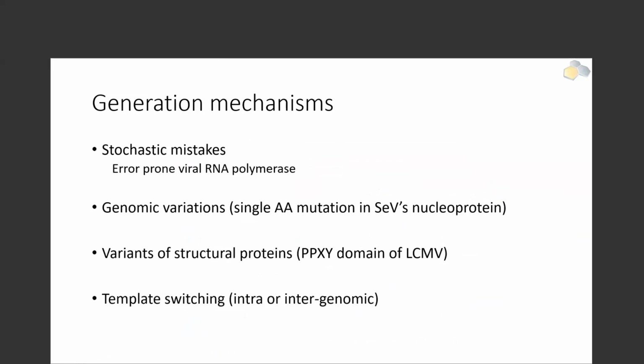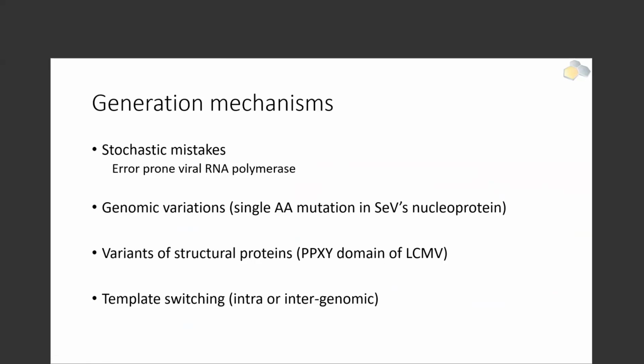So there are many ways that these DVGs can be created. These are either the stochastic mistakes of the polymerase that can lead to these point mutations or the hypermutated regions. There can be reasons like the ones that have been observed in the Sendai virus, here explained for the genomic variations, where a nucleoprotein of this virus has been observed to have a single mutation that seems to generate more of these DVGs. There is certainly correlation there. The mechanism, I think, is yet to be described fully.